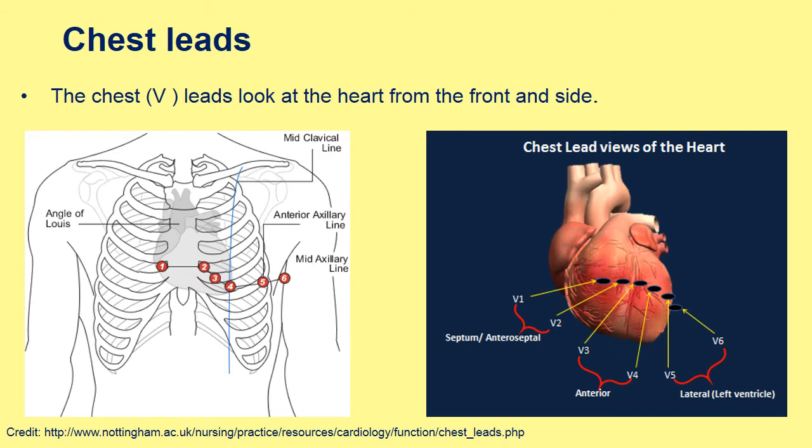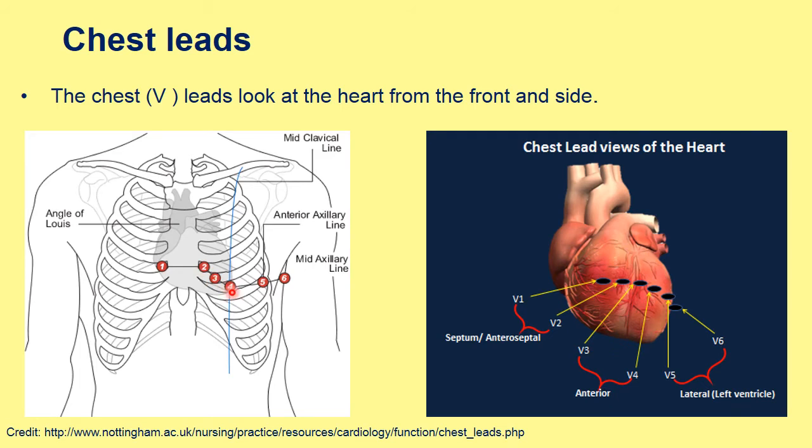Now, chest leads. As I said earlier on, chest leads are also known as the precordial leads. You attach your V1 electrode to the 4th intercostal space. So go to the angle of Lewis, which is the 2nd intercostal space, count 3rd and then 4th. So V1 is at the right sternal border, 4th intercostal space. V2 is at the left sternal border, 4th intercostal space.